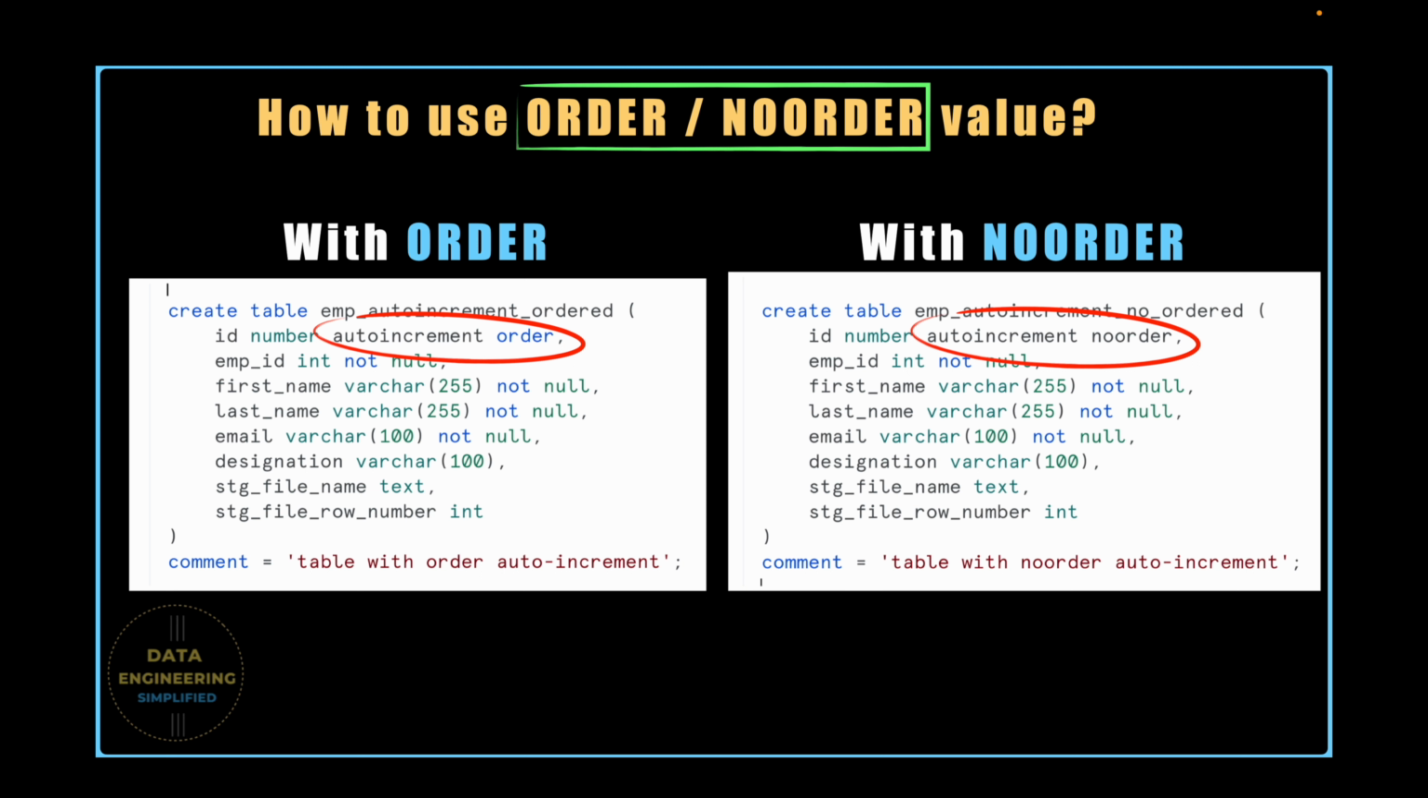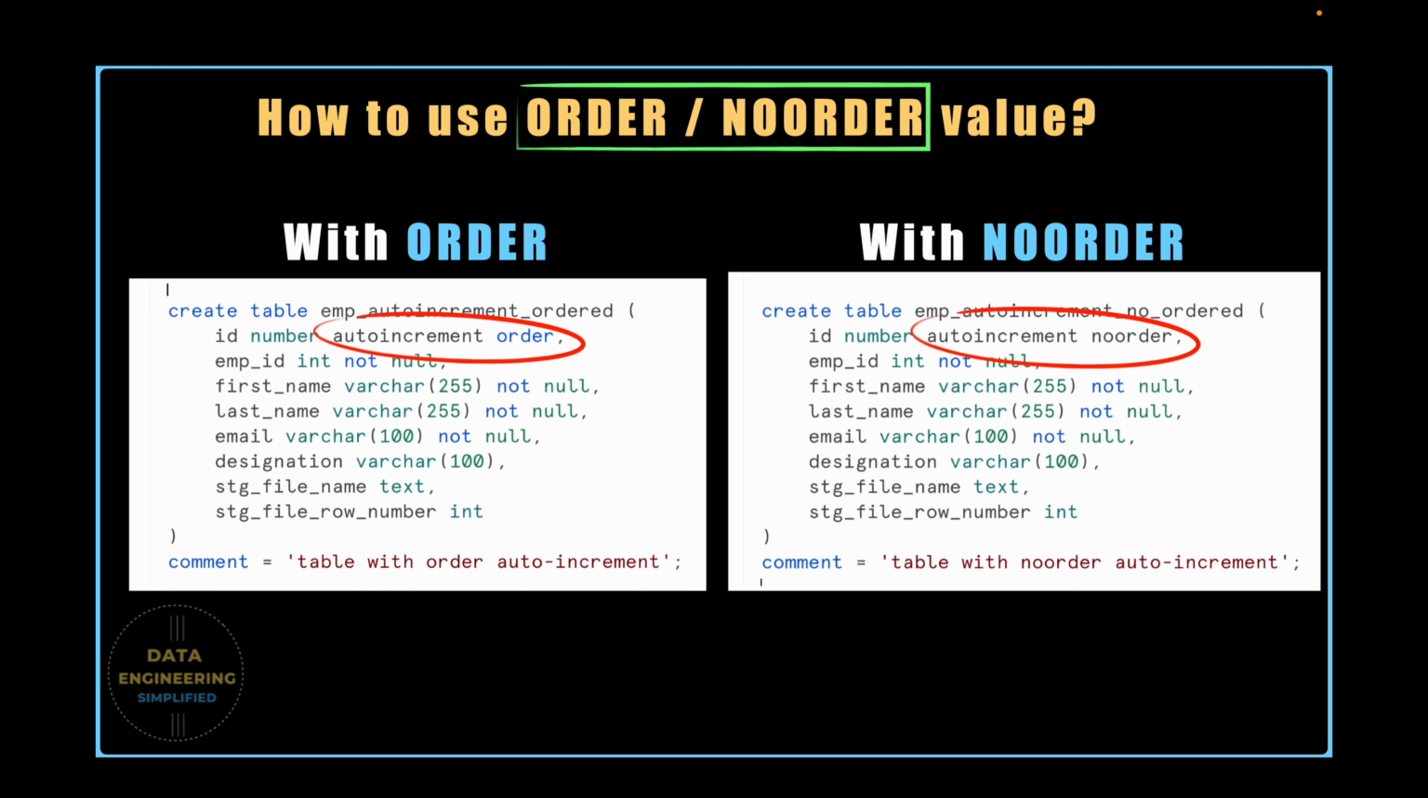When we specify ORDER as a value for an auto increment column, it means that the values generated for sequence or auto increment columns are in increasing order, or if the interval is negative, in decreasing order. However, when NOORDER is specified, it means that the values are not guaranteed to be in any order.